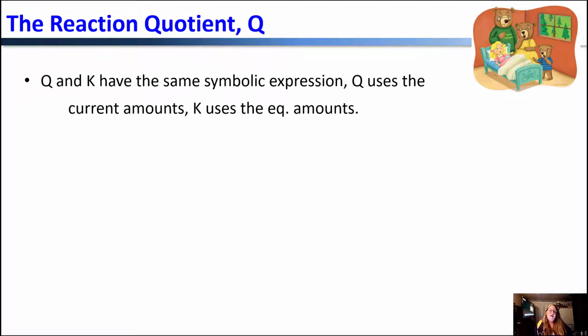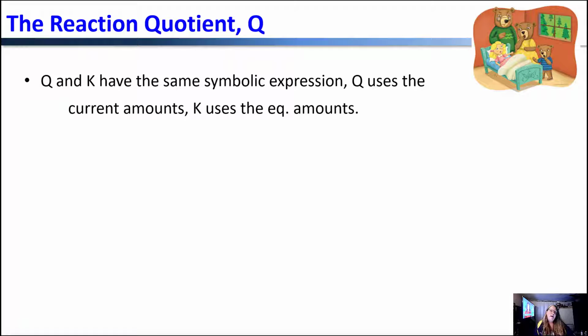So Q and K have the exact same equation. So the same way you write a K equation, an equilibrium equation, you will write Q. And Q is just the reaction quotient. So it is a capital Q, not a little q like for heat. It is a capital Q. And it essentially is going to tell us, well, I'm sorry, let me back up. You're going to use the amounts that you currently have only because you don't know if those amounts are equilibrium or not. That's the purpose of it.